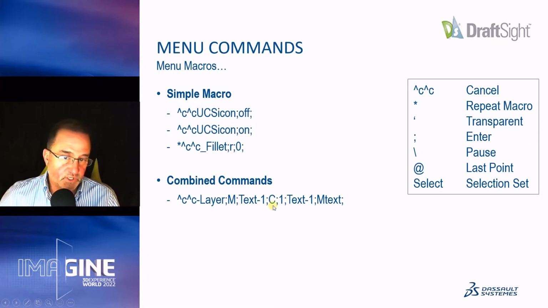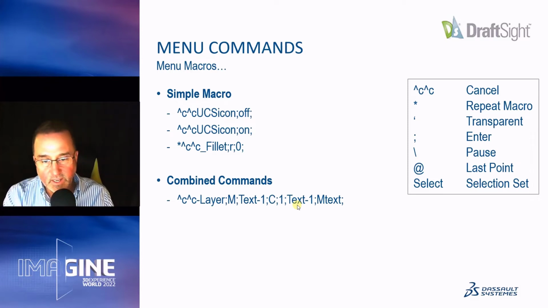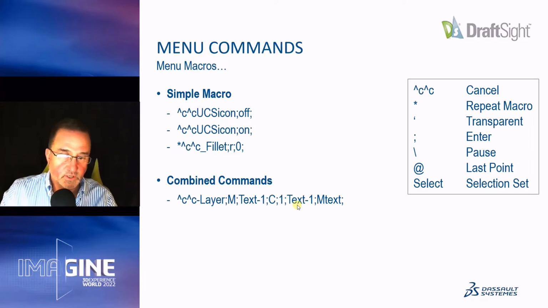The next option would be color, C for color. We're going to make it red, which is color 1, enter. And then if you're typing the command on the keyboard, you'll notice that once you type in color, it's going to ask you what layer do you want to associate that color to. You can hit enter. I believe the default would be text 1, but I like to put it in there just to be redundant or to make sure it works, and hit enter. And then after that, you'll notice there's an MTEXT. And so my next command goes right into the MTEXT command.